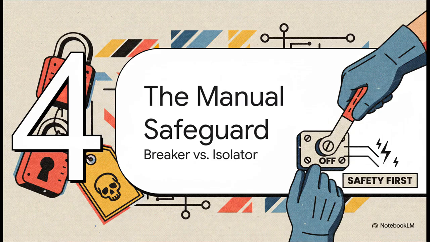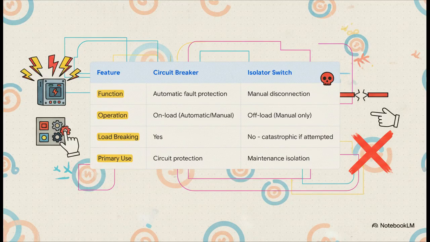Okay, so far everything we've talked about has been automatic protection, devices that react to faults on their own. But there's another critical category, one that relies entirely on you, on manual operation, for a very specific and very important job: safety during maintenance. The key difference here, the thing you have to remember, comes down to one word: load. A circuit breaker is built to safely interrupt current. It can operate on load.